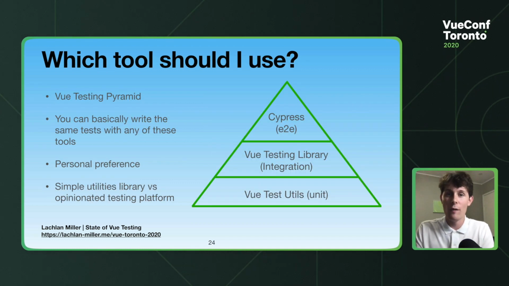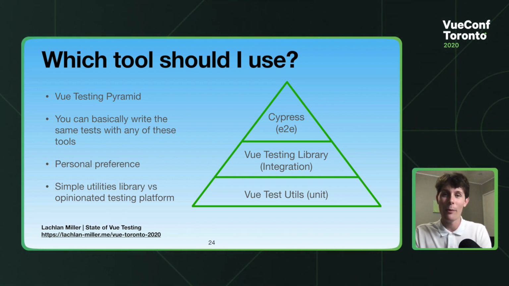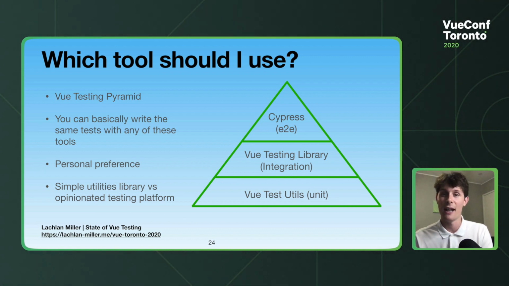So now that you've seen all the different tools that are available, you're probably wondering which one should I use. You can see over here on the right, I have the Vue testing pyramid, starting with Cypress at the top, which is a much more fully featured test runner and test setup, much more opinionated. And at the bottom, we have Vue Test Utils, which is a much less opinionated library, and it's not going to have as much support out of the box.